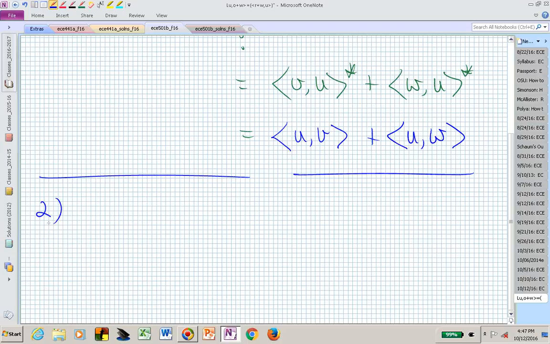The other property of the second slot is actually conjugate homogeneity.